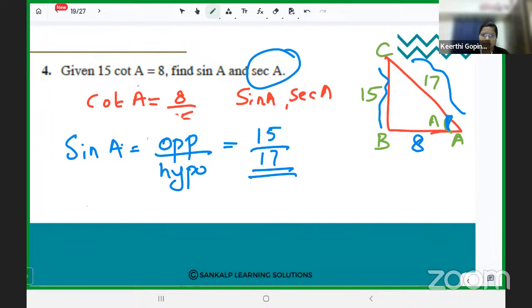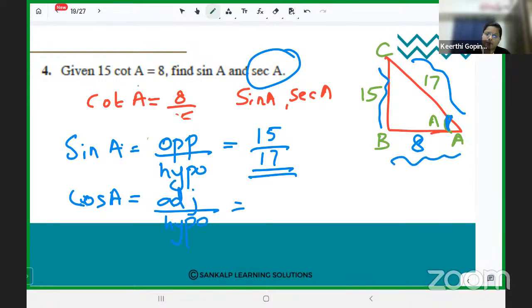Now what we have to find out is CK. If you don't know the ratio of CK itself, but if you know the relation between sec and cos, you can easily find it. If you are asked to find out CK, think about its reciprocal, cos A. Reciprocal of sec is cos, right? Cos A is nothing but adjacent by hypotenuse. So here, which is the side adjacent to angle A? It is 8. And what is the hypotenuse? It is 17.